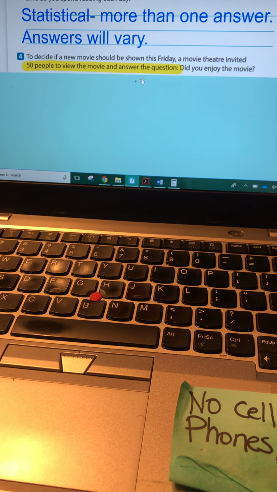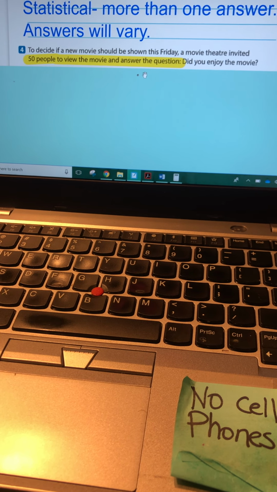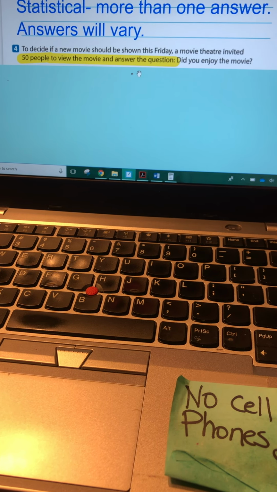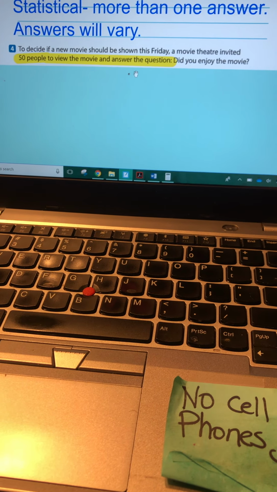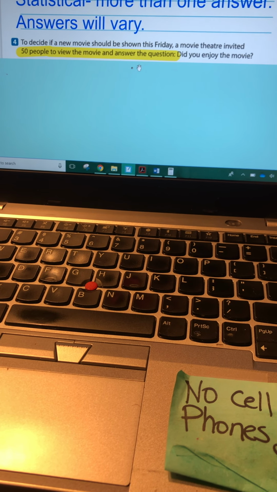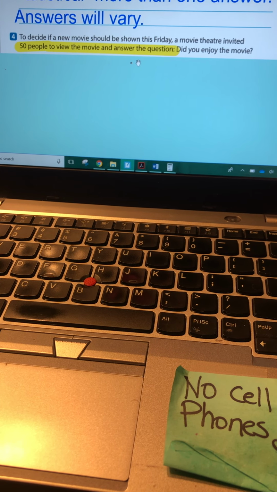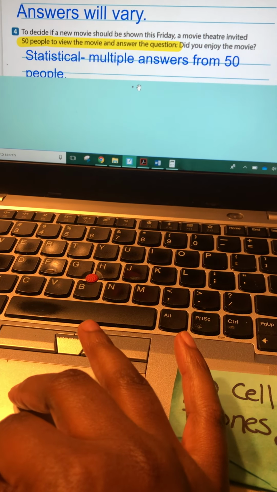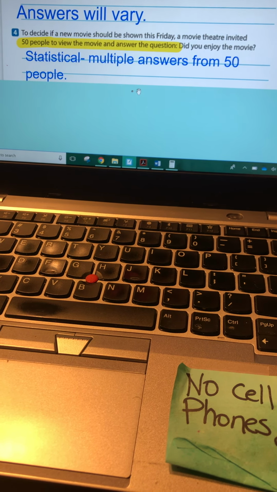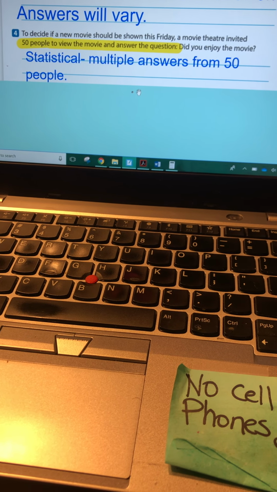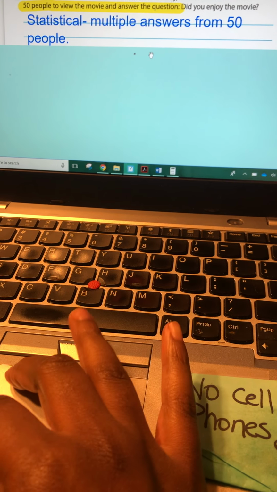It says to decide if a new movie should be shown this Friday, a movie theater invited 50 people to view the movie and answer the question, did you enjoy the movie? Okay, so I highlighted 50 people. All right, so 50 people were asked, hey, did you like this movie? And everybody's going to tell you something different. Okay, so if you get more than one answer, remember that that is statistical. Okay, you're going to get multiple answers from 50 people. Okay, does that make sense, guys? I sure hope so. All right, let's take a look at the next question.